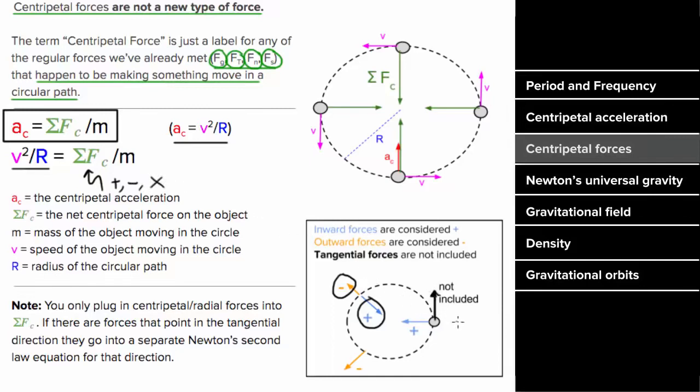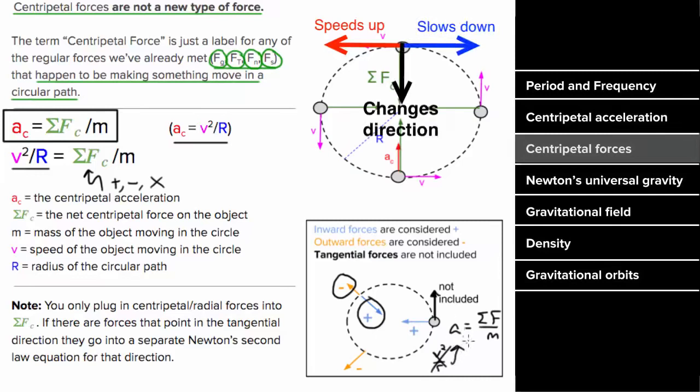You could include those forces in their own Newton's second law equation, but you wouldn't be using v squared over r for that acceleration. Those tangential forces change the speed of the object, but the centripetal force changes the direction of the object. So what does an example problem involving centripetal forces look like?